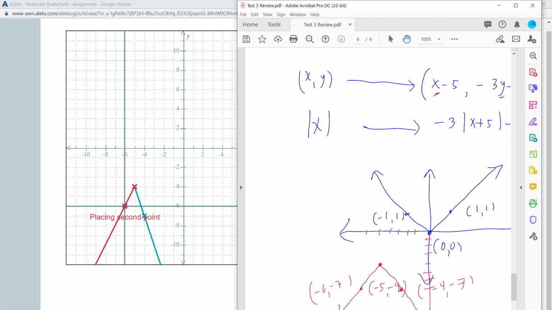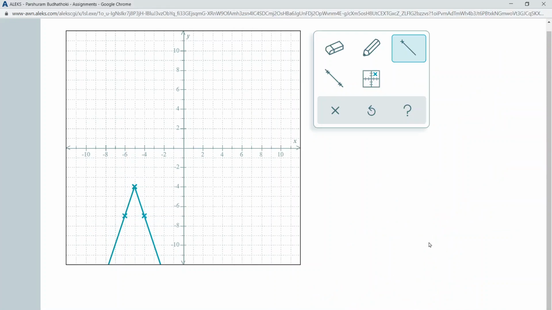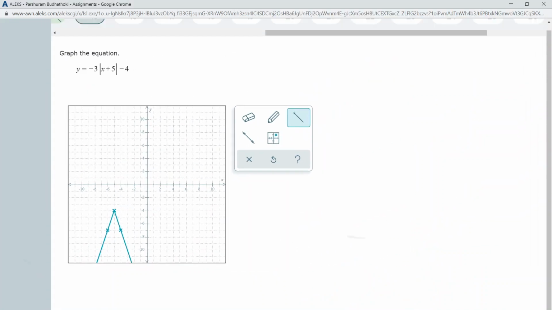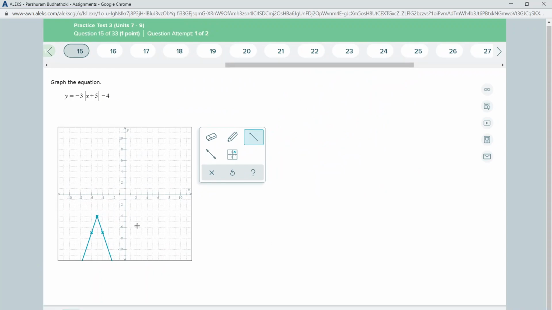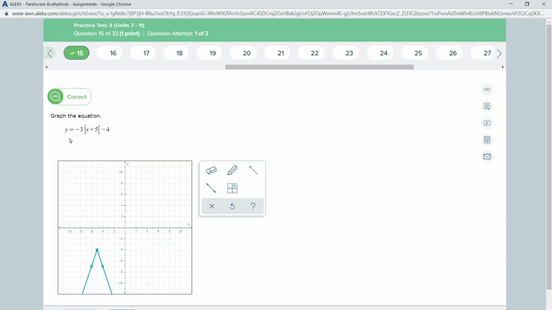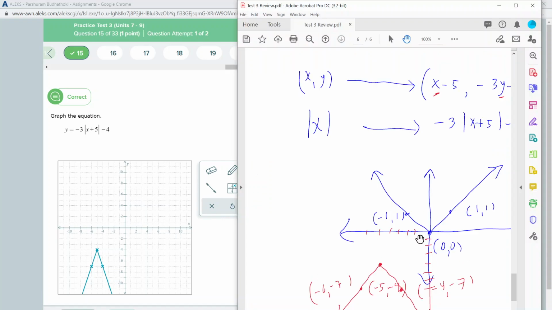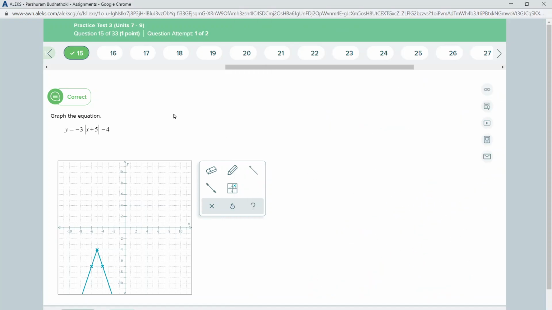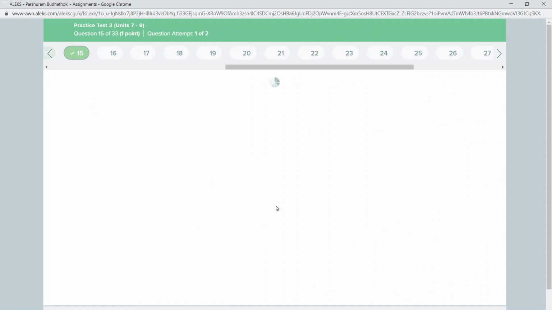Is that right? Here you go. Okay, so that's the graph of absolute value, negative 3 times absolute value of x plus 5, negative 4. And check the answer, that's correct. Okay, we just need 3 points to plot the graph for an absolute value function. Let's go to the next problem.